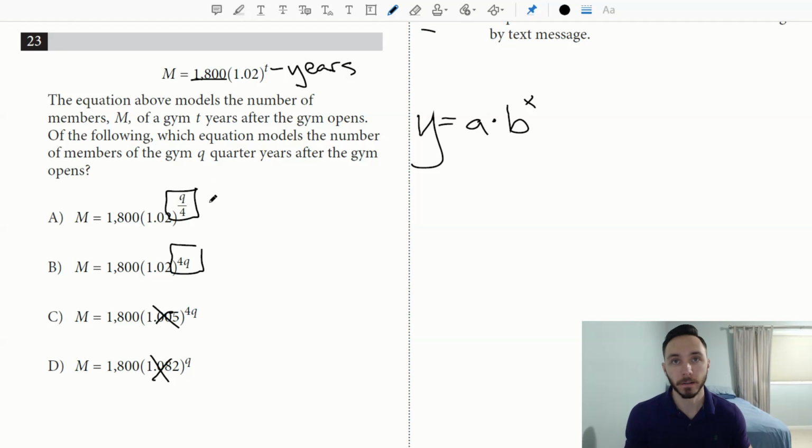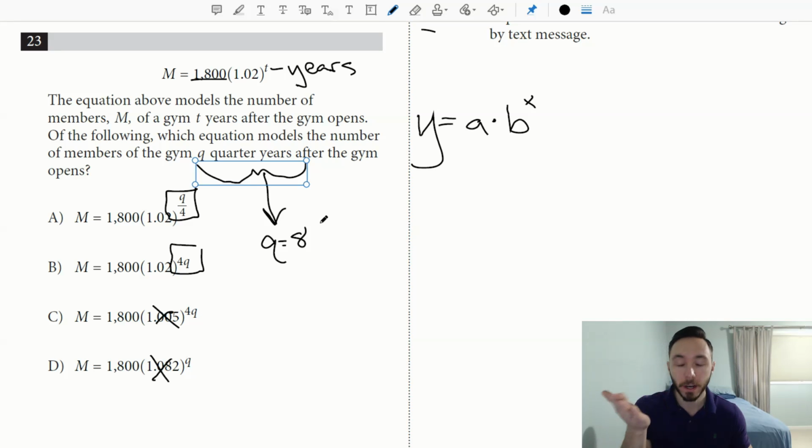I don't know. Let's just play around with the scenario. Let's just pretend I had, I don't know, 8 quarter years. So let's pretend Q is equal to 8. If Q is equal to 8, what would you have to do to get how many years that is? Well, you'd have to take 8. You'd have to split it into its 4 quarters.